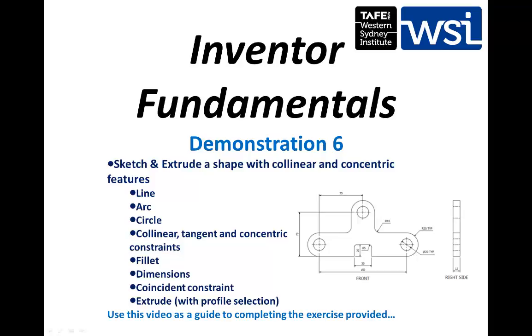In demonstration 6, we will sketch and extrude a shape that requires the use of collinear and concentric features. In sketch mode, we will be using the line command, arc, circle command, and the collinear, tangent and concentric constraints. We'll also be using the fillet command. We'll be applying various dimensions as required and then using the coincident constraint before finally moving into the 3D environment where we will extrude a selected profile to give us the final form.